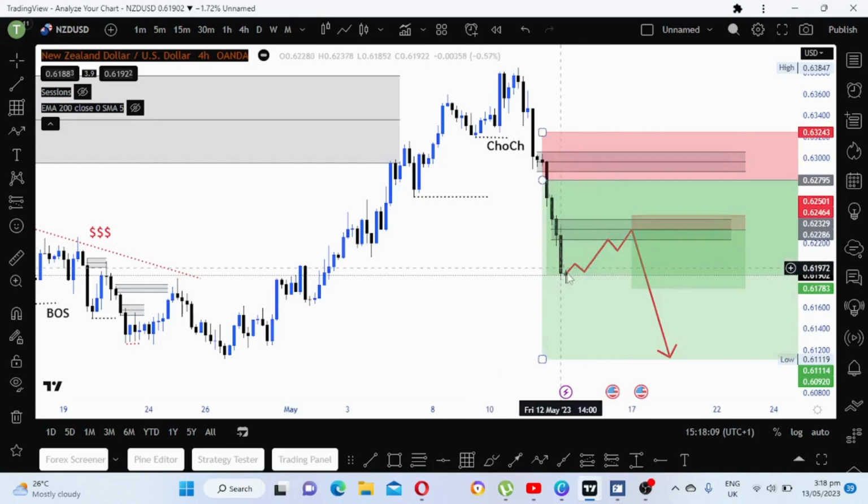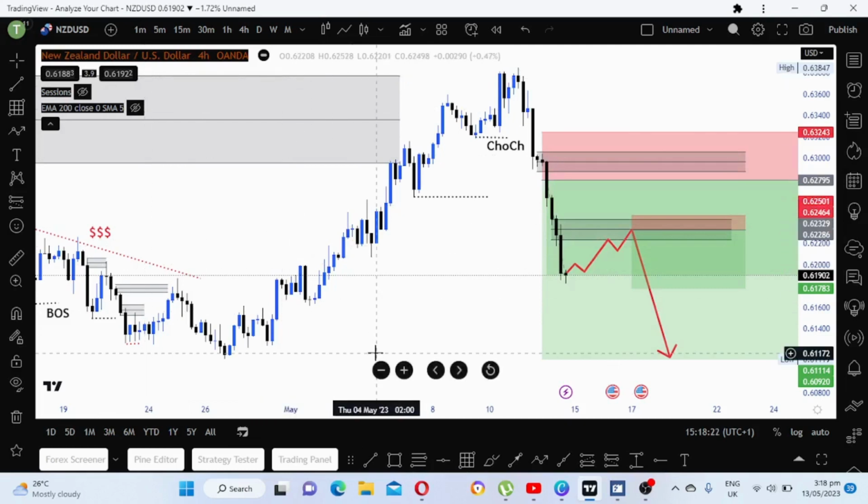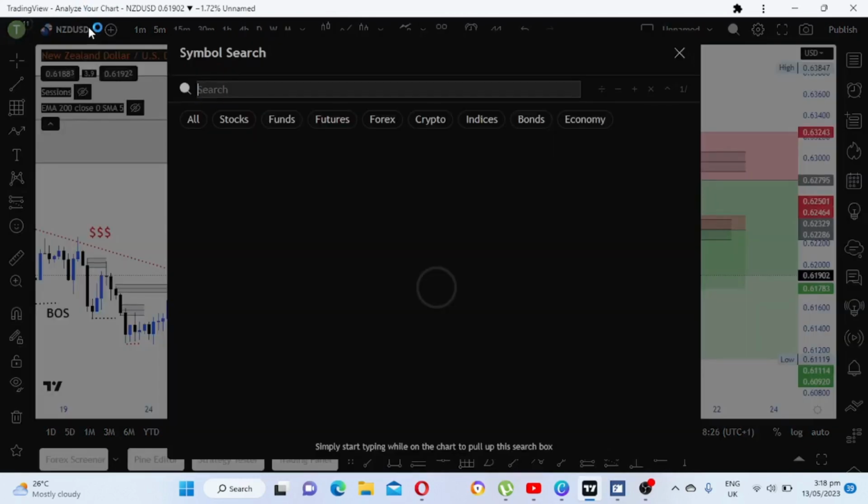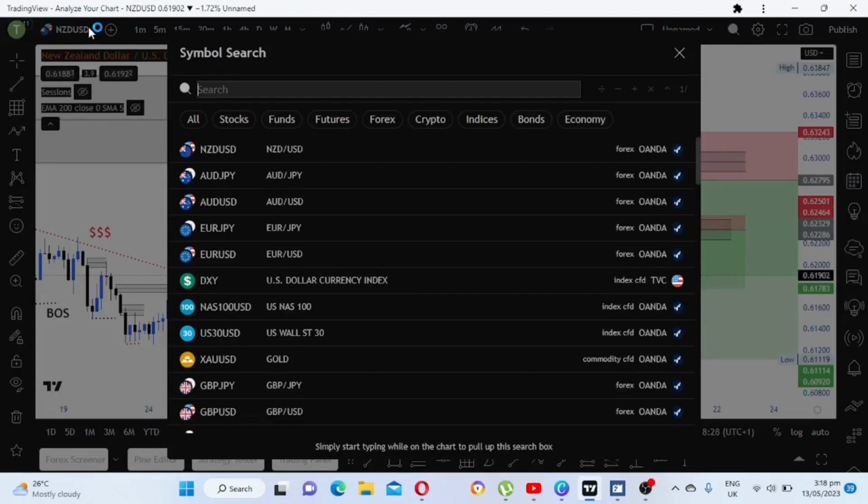For you, if you want to buy, you can also buy in a pullback on a lower time frame. You wait for a change of character and then a pullback and then you buy. But for me, I'm only interested in a sell. So now let's look at the USD JPY.